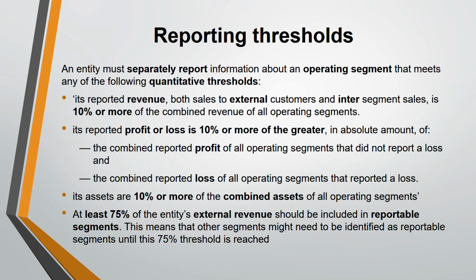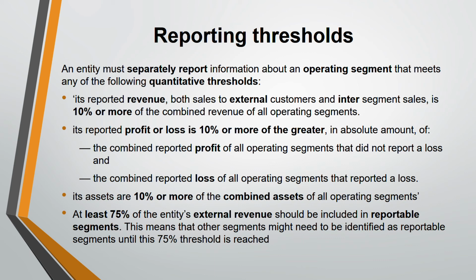And there's a 75% threshold that you need to know. What is the 75% threshold? The 75% threshold says that at least 75% of the entity's external revenue should be included in reportable segments. External revenue only, not internal revenue, not intersegment sales. Revenue from only external customers. It should be at least 75%.